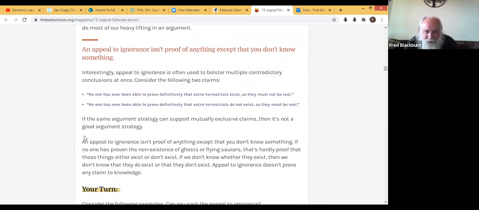So here are some examples. No one has ever been able to prove definitively that extraterrestrials exist, so they must not be real. Second example, no one has ever been able to prove definitively that extraterrestrials do not exist, so they must be real. Wait, is that the same thing twice? Did I misread that? Basically saying the same thing, but it's just a flip-flop. Okay, I see what they're saying. Here it's a negative, and here it's a positive.